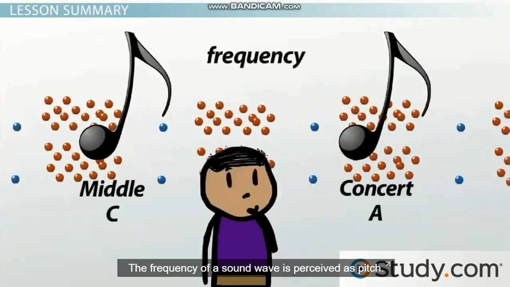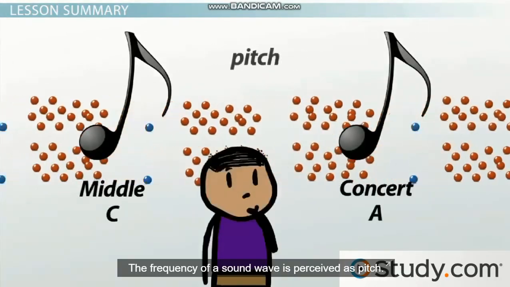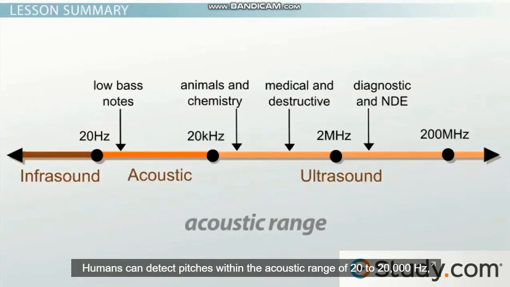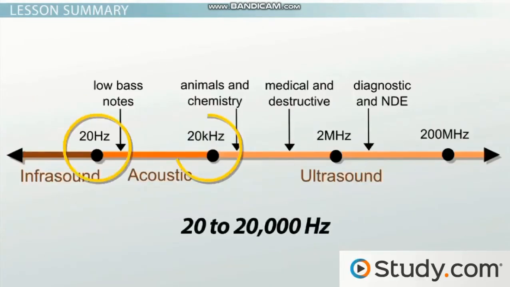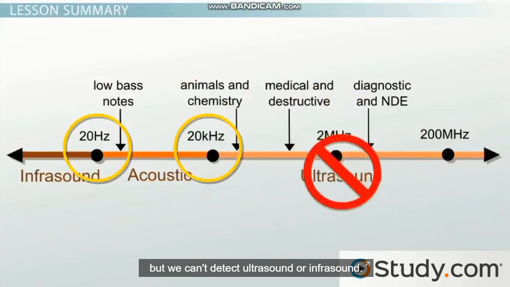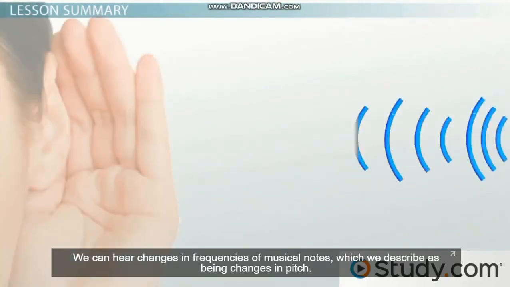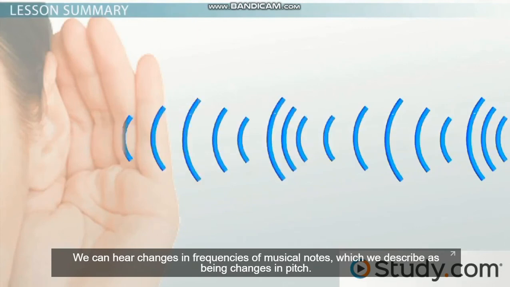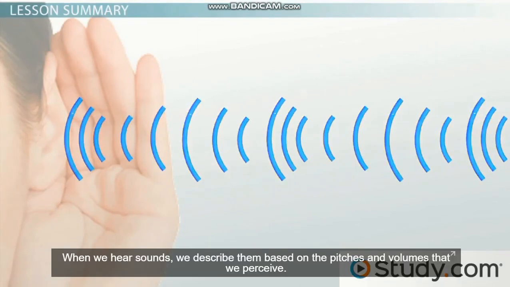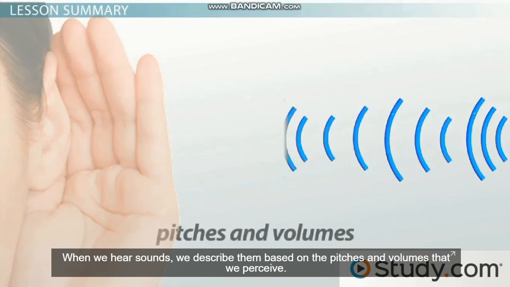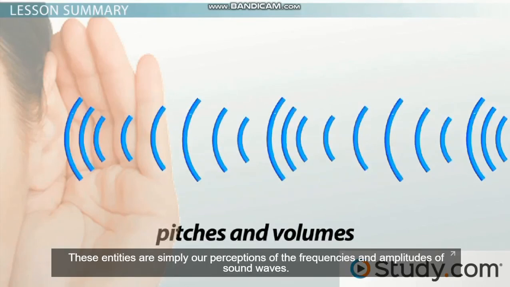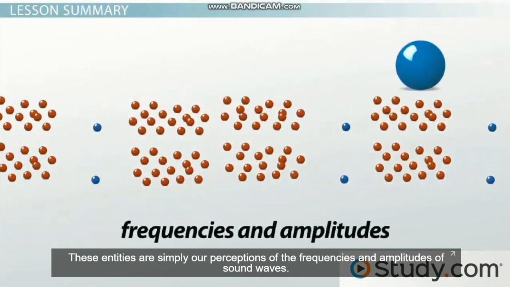The frequency of a sound wave is perceived as pitch. Humans can detect pitches within the acoustic range of 20 to 20,000 Hz, but we can't detect ultrasound or infrasound. We can hear changes in frequencies of musical notes, which we describe as being changes in pitch. When we hear sounds, we describe them based on the pitches and volumes that we perceive. These entities are simply our perceptions of the frequencies and amplitudes of sound waves.